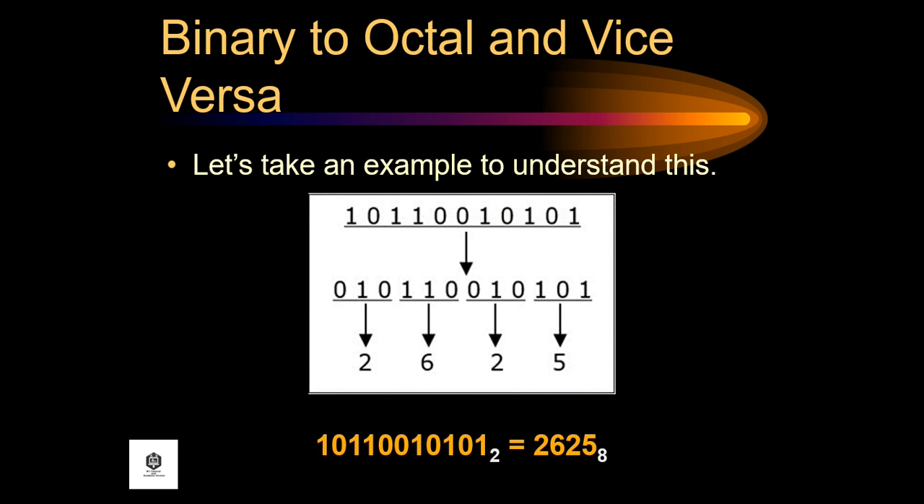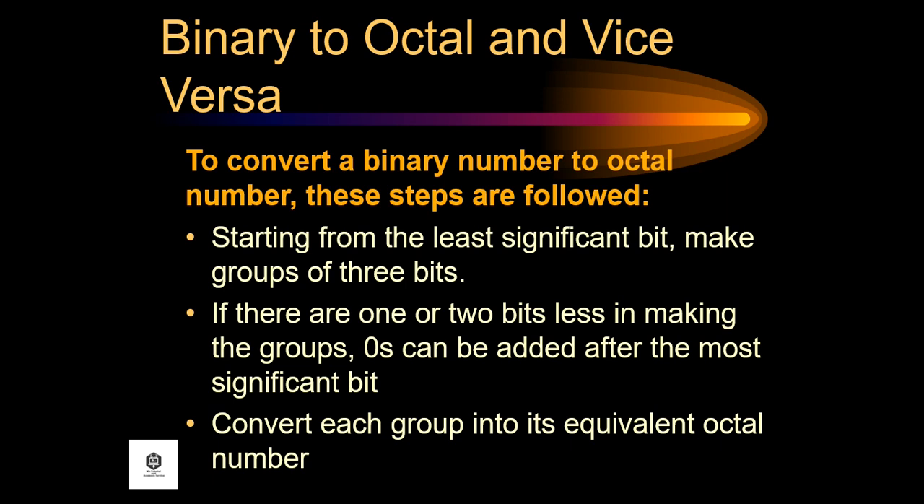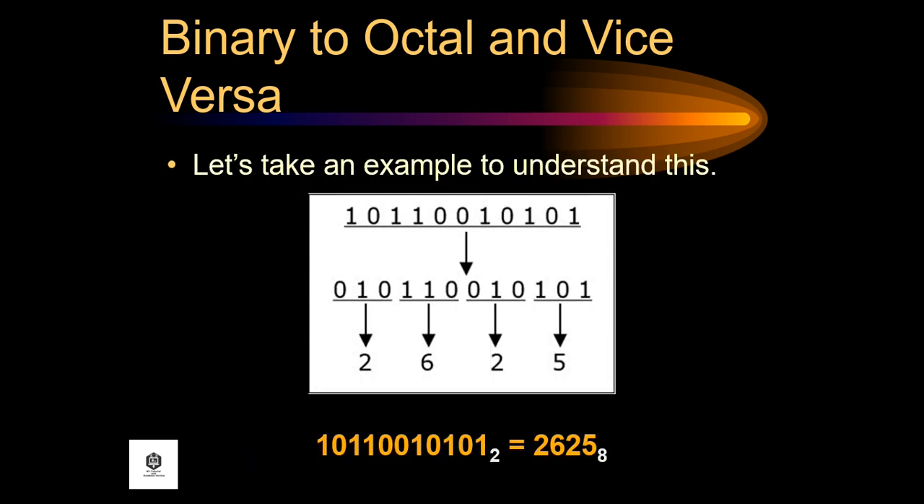So, the given is 1, 0, 1, 1, 0, 0, 1, 0, 1, 0, 1. So, as the step, make groups of 3 bits. So, divide into 3 bits, it would be 0, 1, 0, then 1, 1, 0, then 0, 1, 0, and 1, 0, 1. 1, 0, 1 is equivalent to 5.